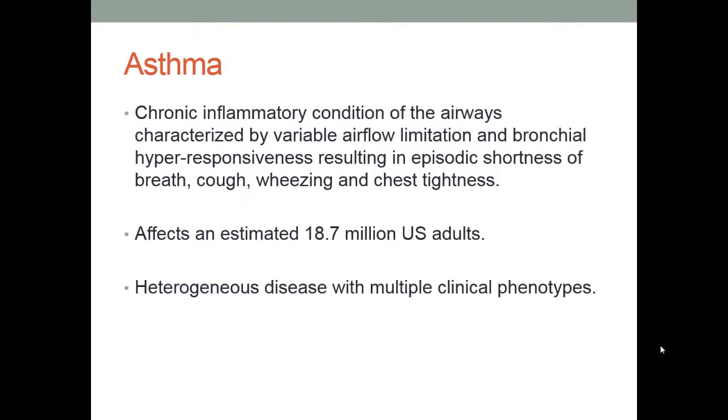So a good place to start is asthma itself. The definition: a chronic inflammatory condition of the airways characterized by variable airflow limitation and bronchial hyperresponsiveness, resulting in what we think of as the typical asthma symptoms: shortness of breath, cough, wheezing, chest tightness. Obviously it affects a large portion of U.S. adults, over 18 million. And as we know, it's a heterogeneous disease with multiple clinical phenotypes. We've all heard the terms cough variant asthma, occupational asthma, nocturnal asthma, and the like.